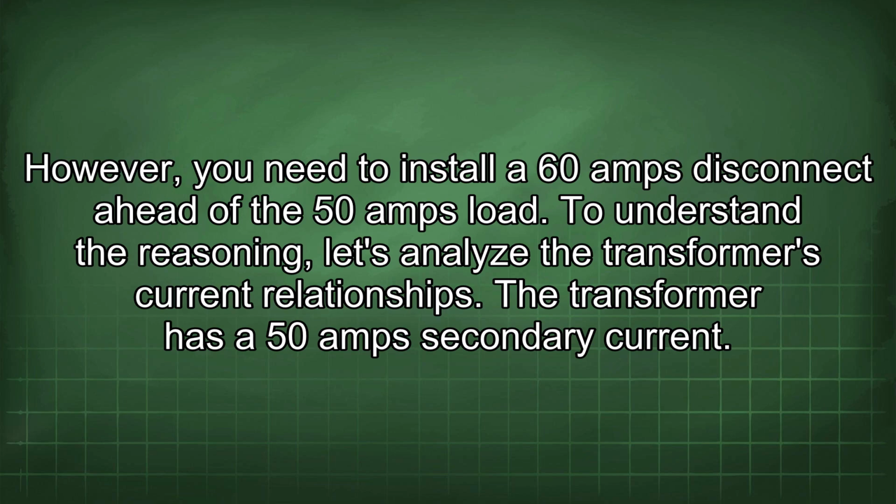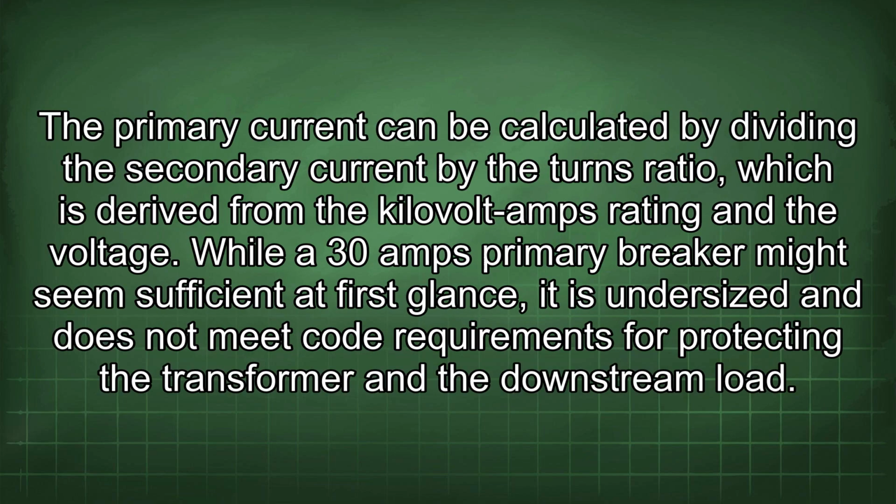To understand the reasoning, let's analyze the transformer's current relationships. The transformer has a 50 amp secondary current. The primary current can be calculated by dividing the secondary current by a turns ratio, which is derived from the kVA rating and the voltage.